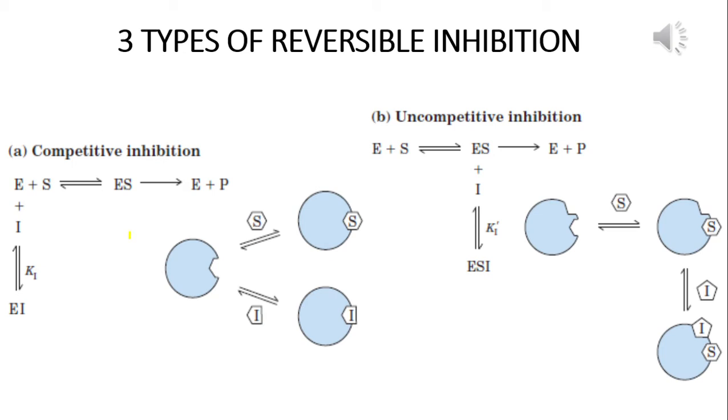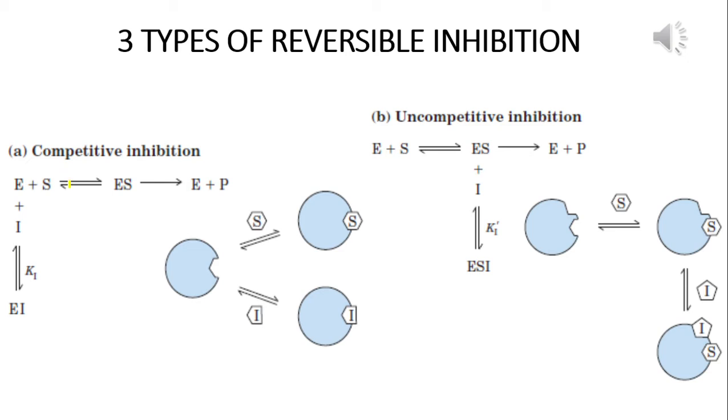And what about the reversible types of inhibition? Actually, four types of reversible inhibition are mentioned in the reference books. The first three of them are mentioned in this slide, while the fourth one is mentioned in a different slide. Competitive inhibition, uncompetitive inhibition, mixed inhibition, and also non-competitive inhibition.